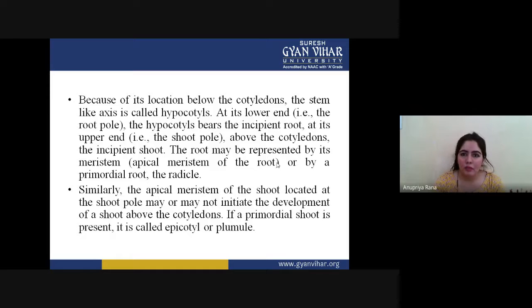It means when the seed starts to germinate, when we sow a seed inside the soil and give it water, it starts to germinate. At that time, the very first thing that comes out of that seed is the incipient root. On the other hand, above the cotyledon there will be an epicotyl. This epicotyl is going to be converted into the incipient shoot. So the root may be represented by its apical meristem, or by a primordial root or a radicle.